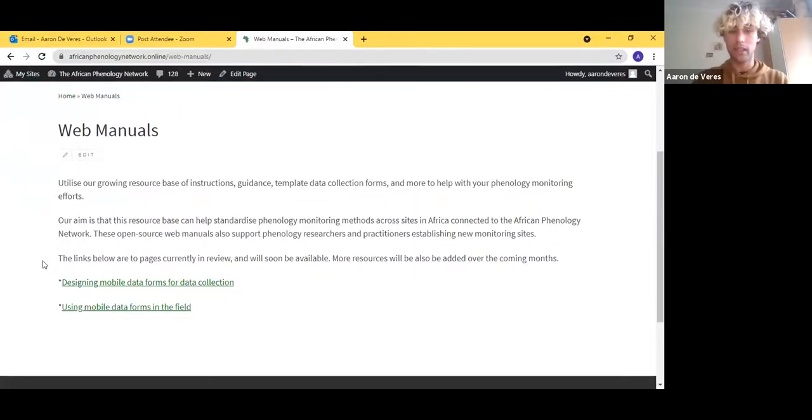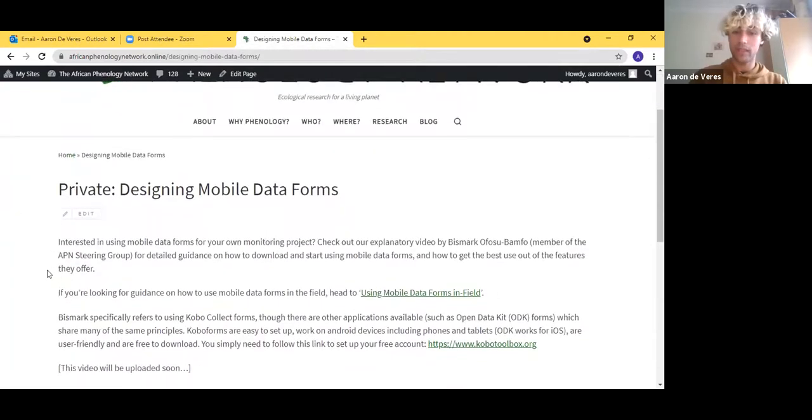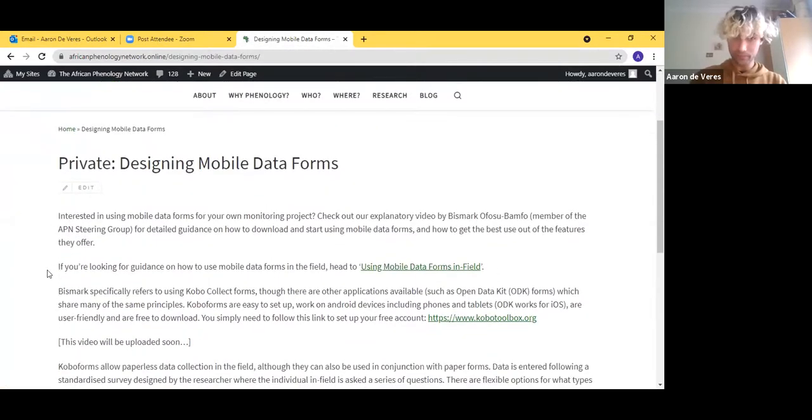It's going to be a growing resource base, and these pages are currently in review, but over the coming months, they will start to take form. And just as an example of a couple of things that we're setting up at the minute, for our field trials, some of the technologies that we're investigating are mobile data forms, so that you can collect data in the field using Android or iOS devices. So we have a page of text here explaining this.